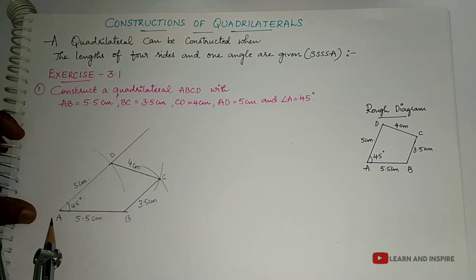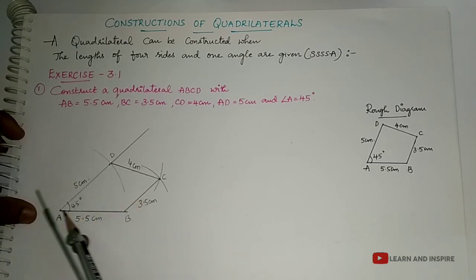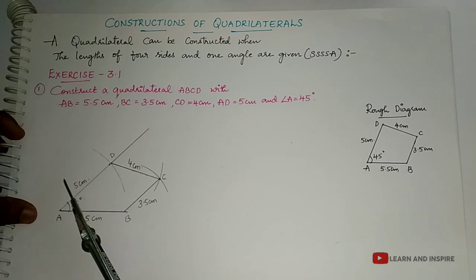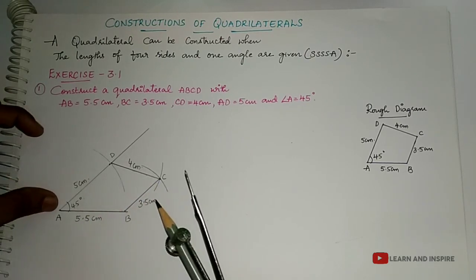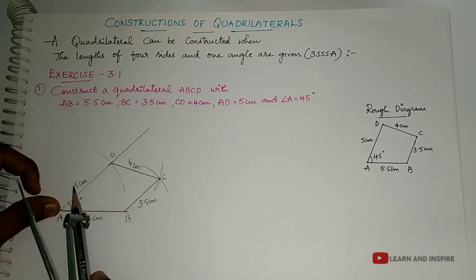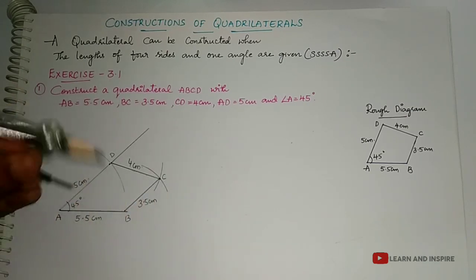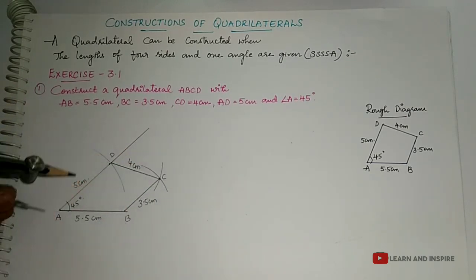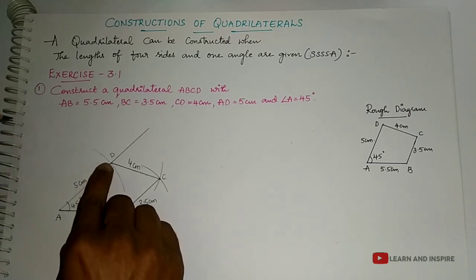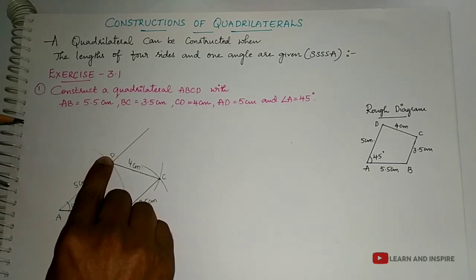Understood? So first we need to construct a line segment AB equal to 5.5 centimeters. Now step 2, with A as center, construct an angle of 45 degrees with the help of protractor. Step 3, with A as center of radius 5 centimeters, we have to draw an arc. So with the help of compass we can draw an arc and name that point as D.